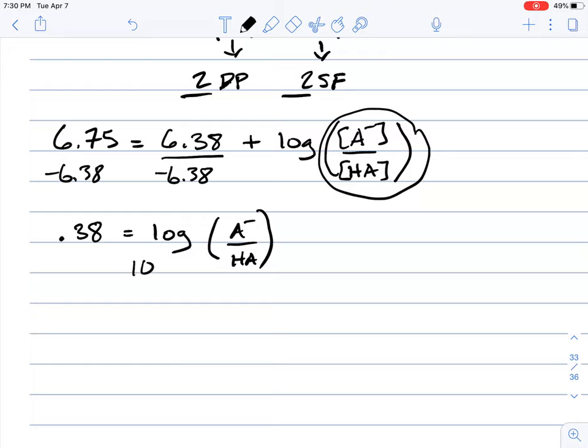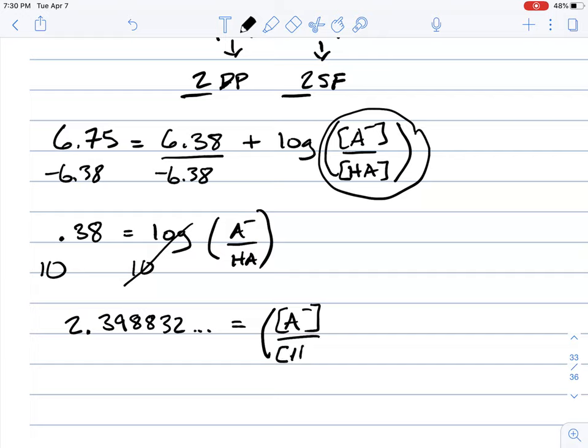And so to get rid of the log, we need to perform the antilog. So here we're going to take the base 10 to the 0.38. This is going to be 2.398832, and there's a whole bunch of other numbers, and that's going to give us the ratio of the conjugate base over the conjugate acid.